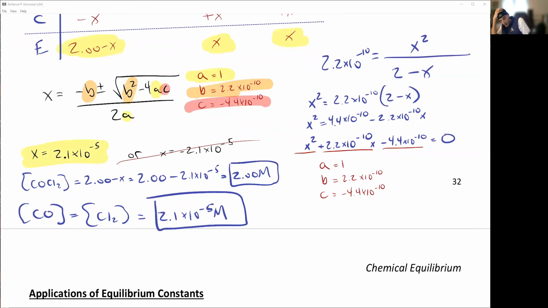Oof. Yeah, it's brutal. We want to avoid this at all costs. You can always do the quadratic, but there are a couple of shortcuts that we're going to use. They're going to help us avoid the quadratic equation. All right, good questions?